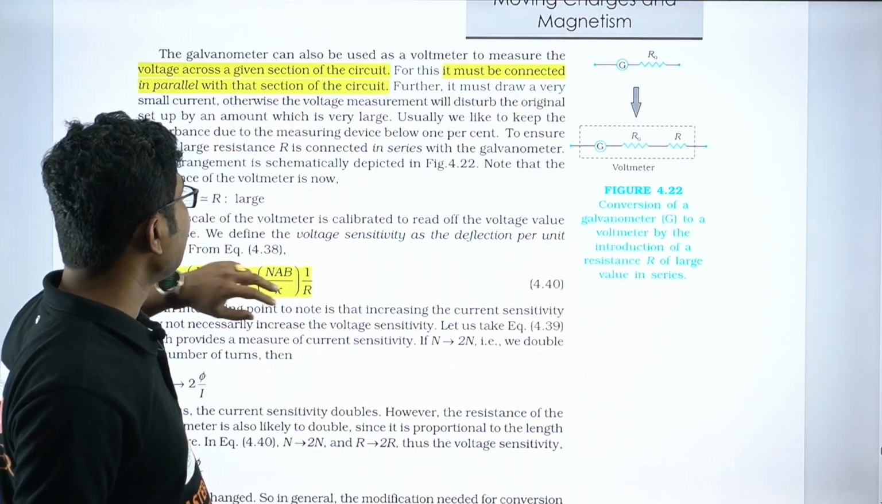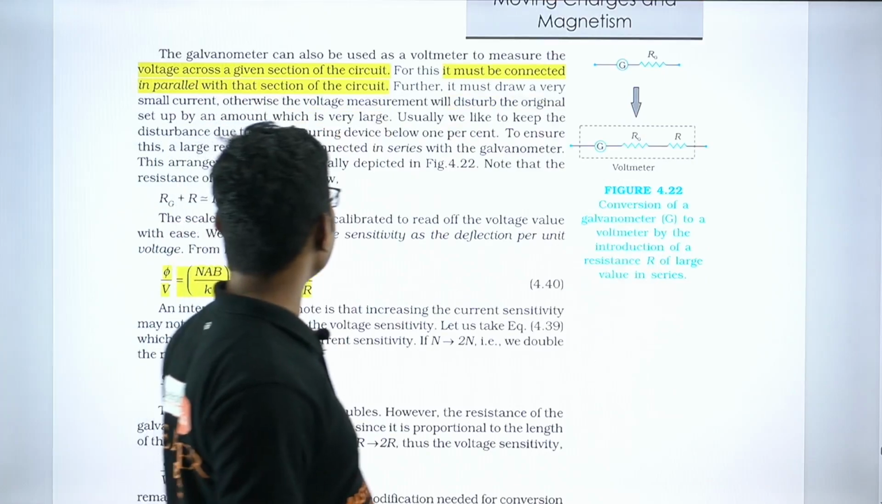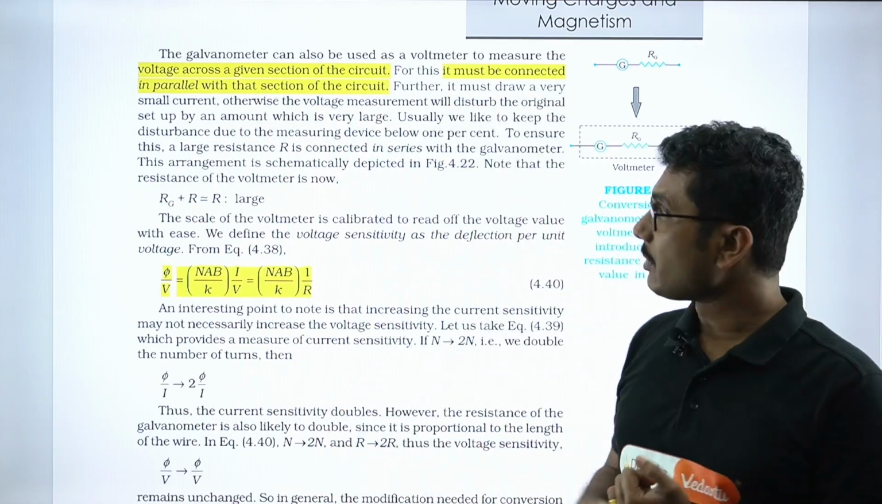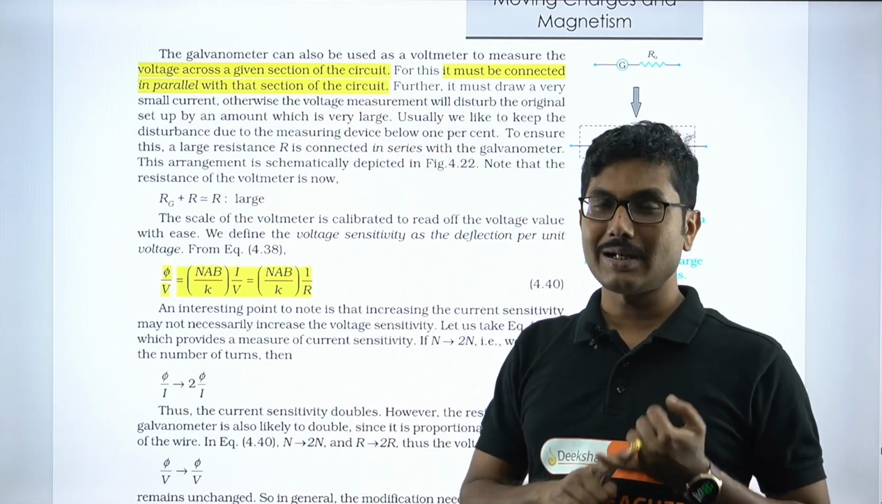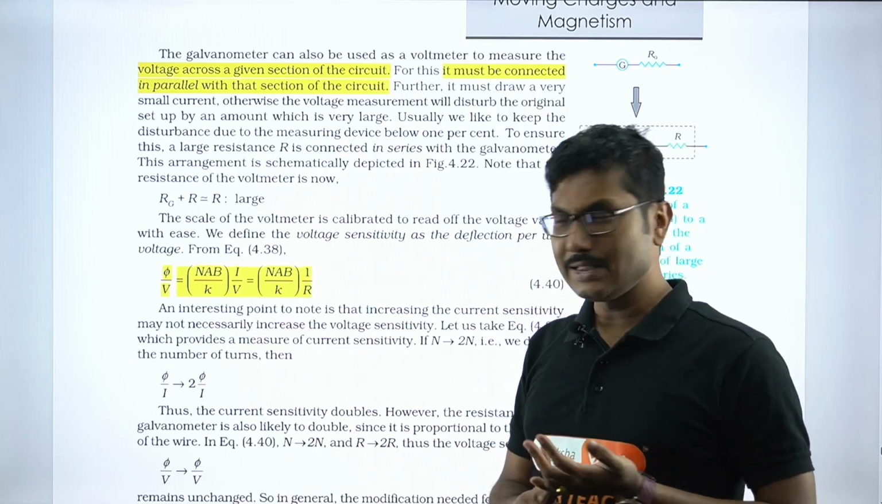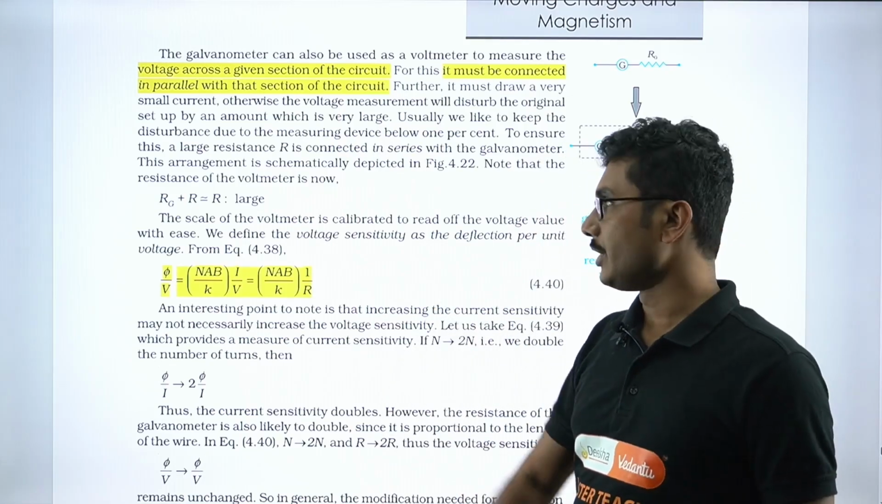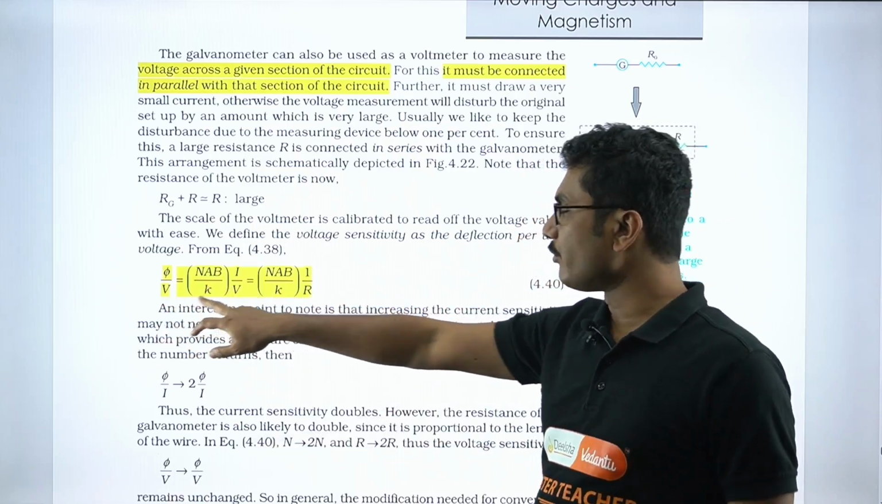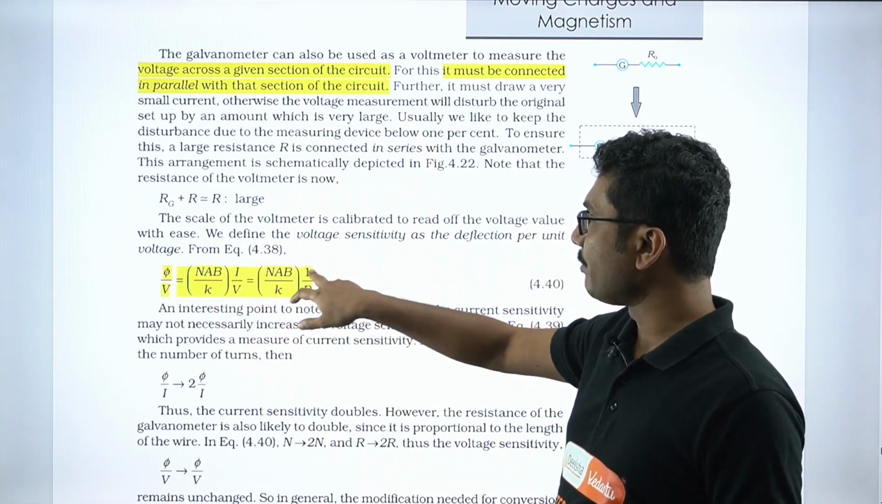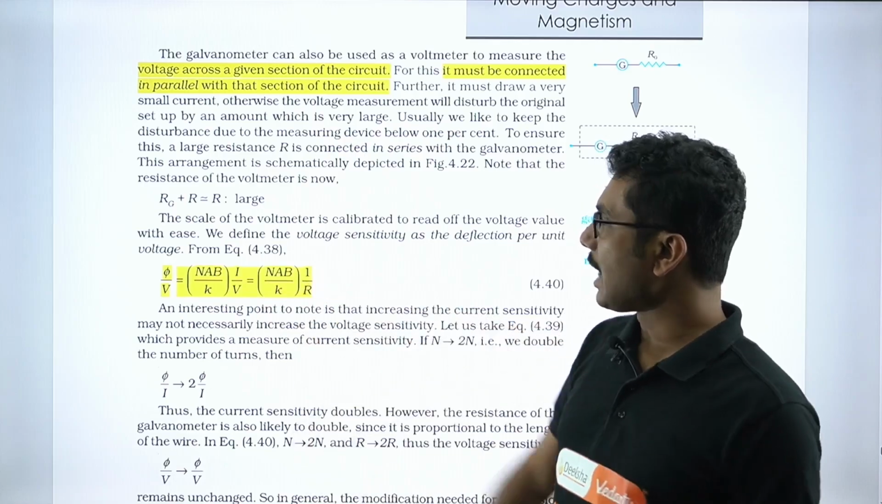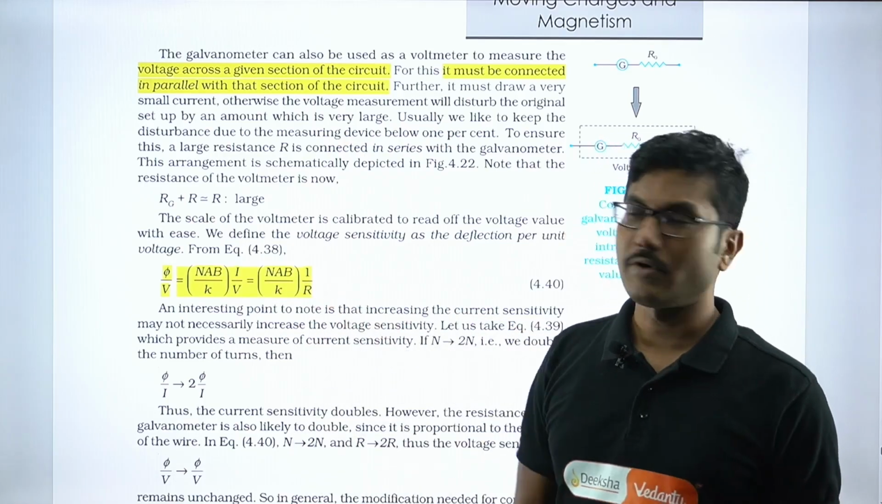What else? Similarly, a voltmeter must be connected in parallel with the circuit. So you have to remember that voltmeters are connected in parallel, ammeters are connected in series. So this is also a point of objective question if it is an easy question. And this is the voltage sensitivity. Voltage sensitivity is given by NAB over K times 1 by R. So this is also a very important formula.